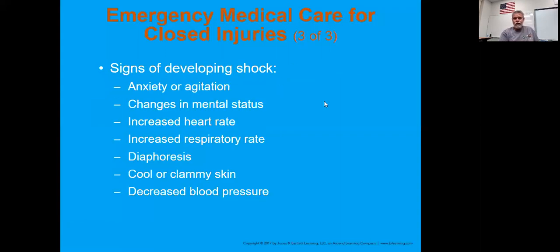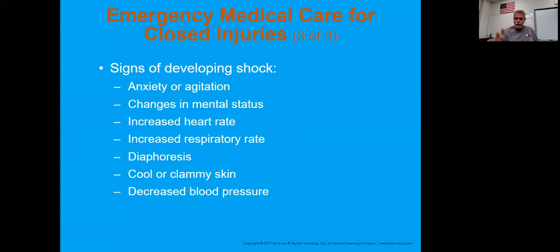Be aware of signs that shock could certainly develop with this. We may see anxiety or agitation coming from your patient. Is this a process of pain, or is this actually changes in their mental status? That heart rate is initially going to increase. The respiratory rate increases. We're now looking at what we would call compensated shock, right?